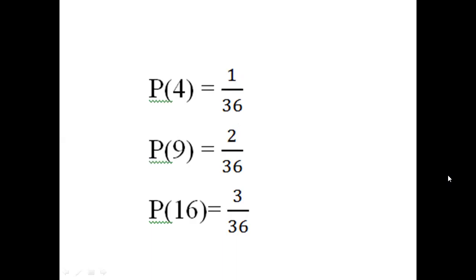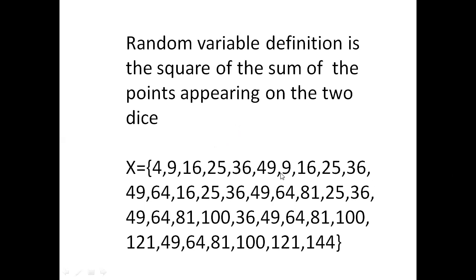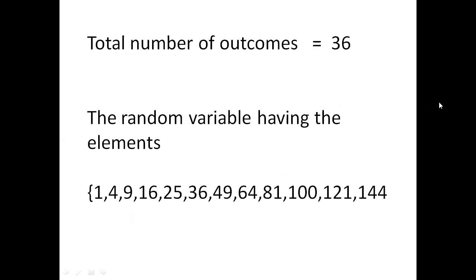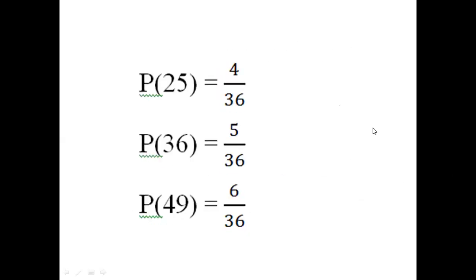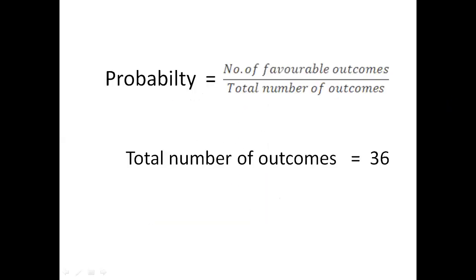Okay. What is the next element? 64. So 64 is repeated how many times here? 1, 2, 3, 4, 5. So the number of favorable outcomes is 5 for 64. So P of 64 is equal to the number of favorable outcomes, 5, divided by the total number of outcomes, 36.